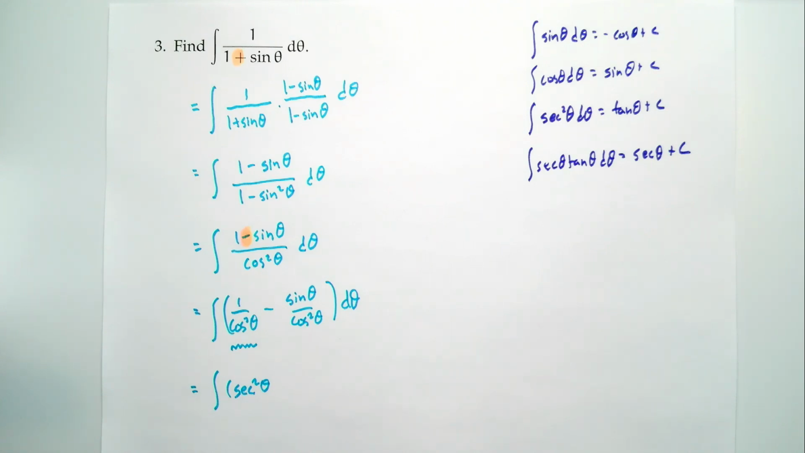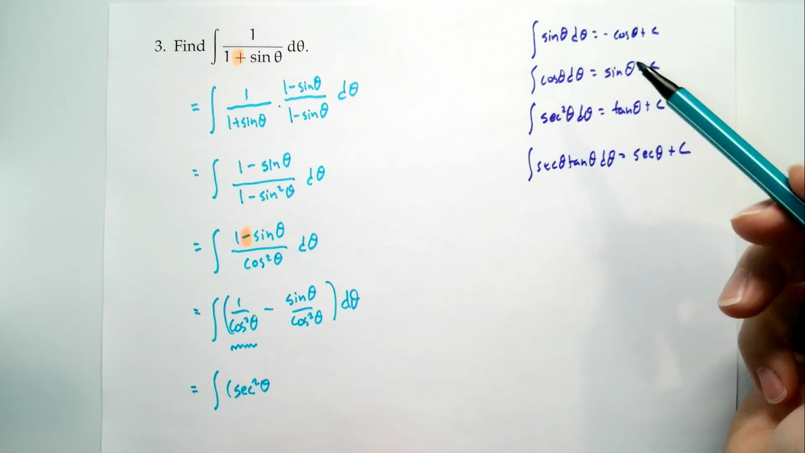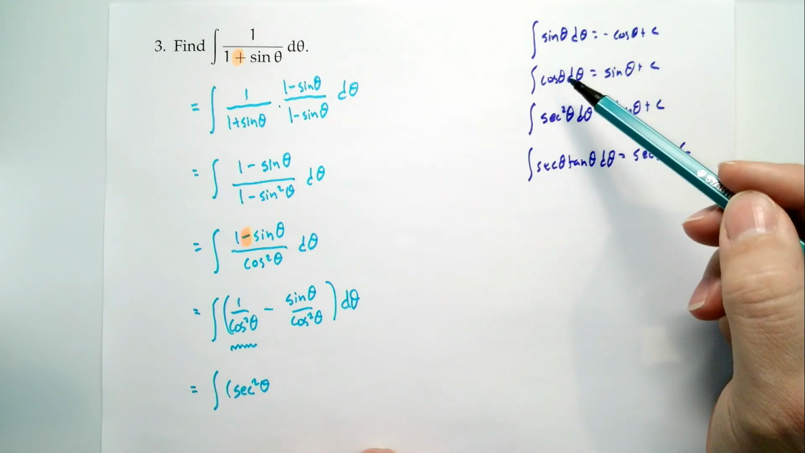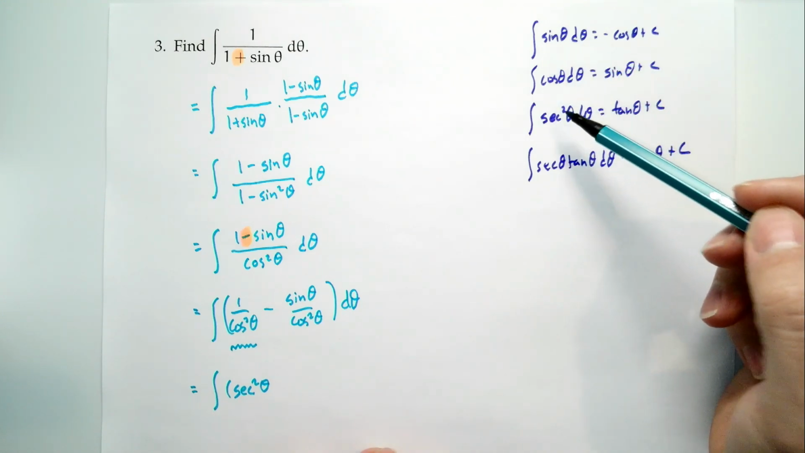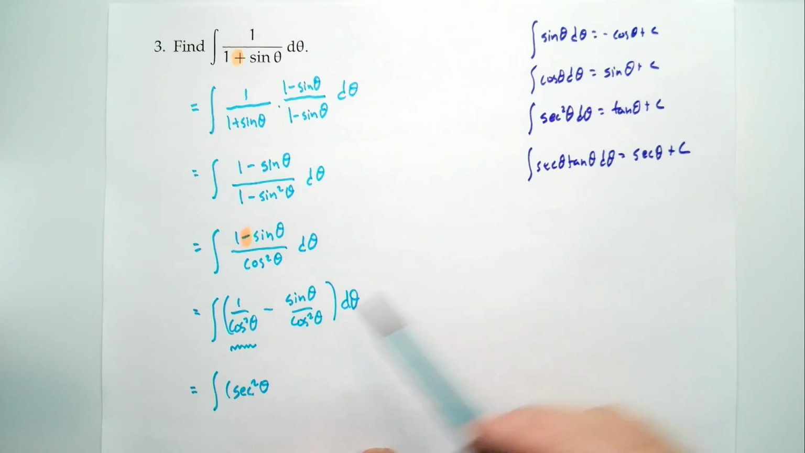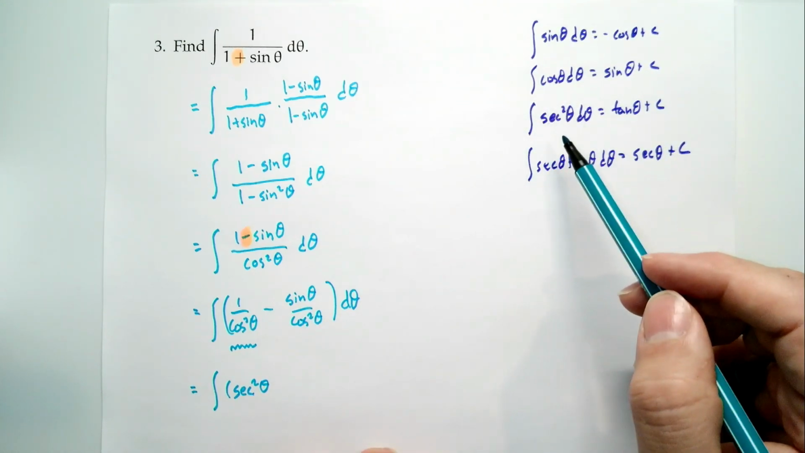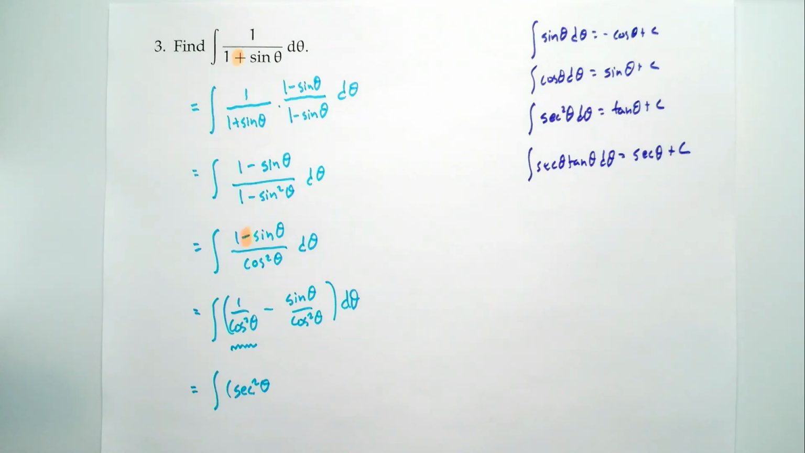So what can we do? Well, if we think about it, it's not looking like sine or cosine or secant squared. You might say, well, it's sine times secant squared. Well, the sine times secant squared isn't on our list. Multiplication, we don't know how to handle that yet.